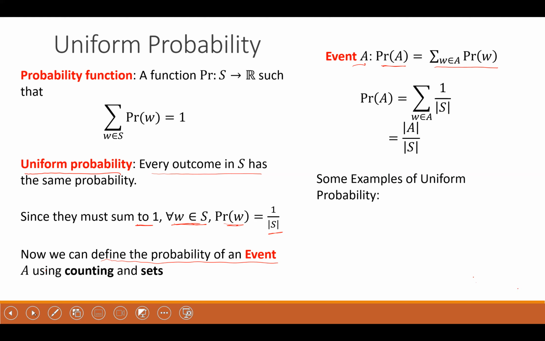Right, so I roll a die, my sample space, it's uniform probability, my sample space has a size of 6. The probability that I roll a 1 or a 2 is 2 over 6. Right? So other examples: rolling a die, flipping a coin, drawing a card, a lot of gambling.